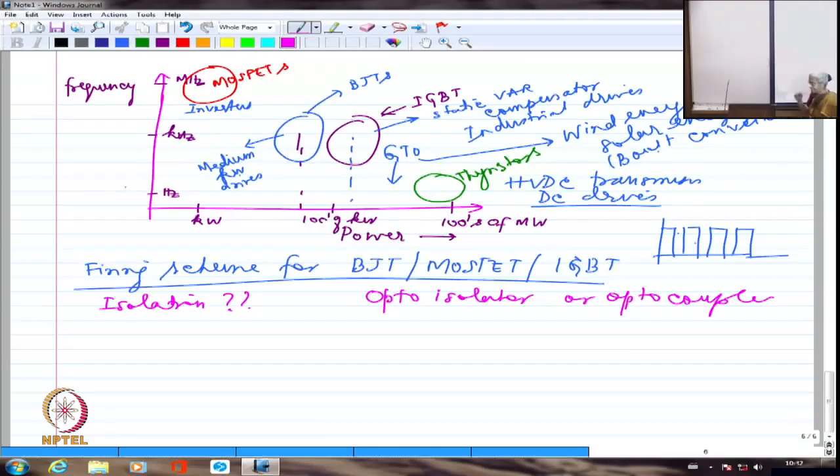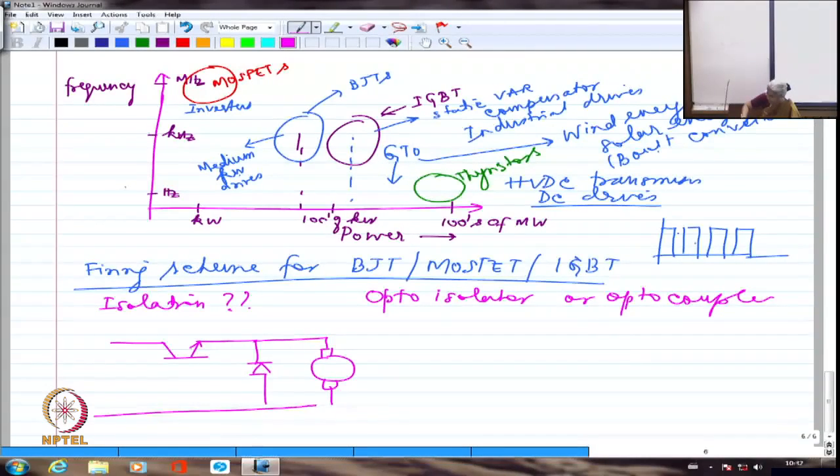So let us say I have again a DC-DC converter itself, maybe with a transistor. I'm showing a BJT. I'm going to have probably a diode, freewheeling diode and a DC motor drive. And here is my power supply.